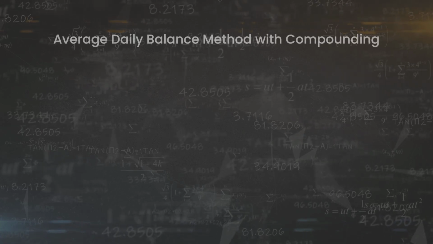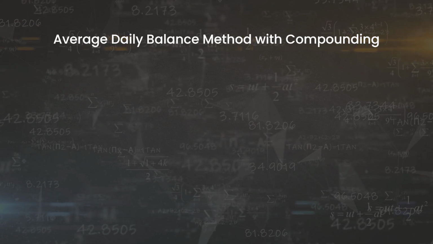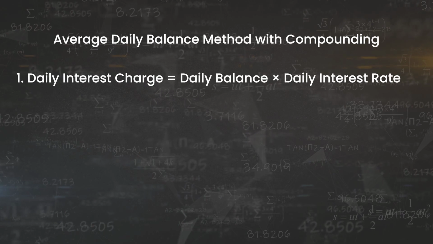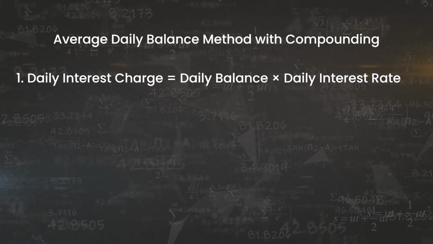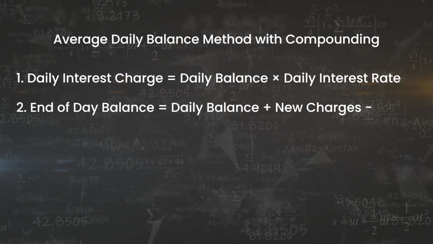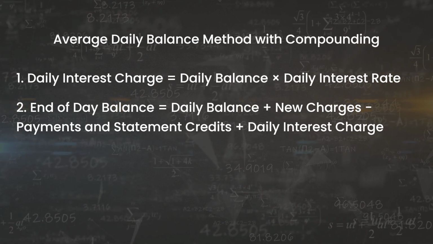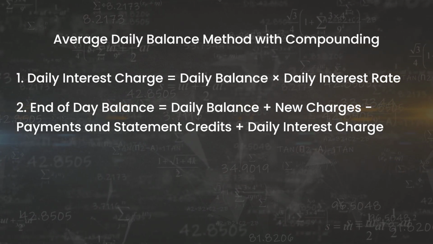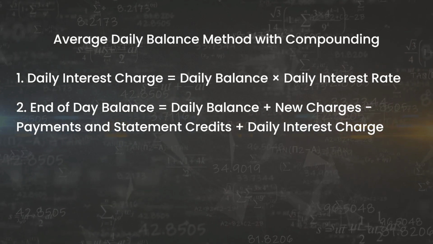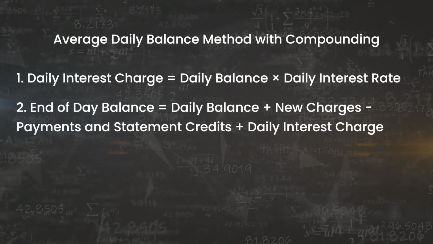Let's explore how the average daily balance method with compounding interest works. First, at the end of each day, the daily balance is multiplied by the daily interest rate to calculate the daily interest charge. Second, the end-of-day balance is determined using the formula: daily balance plus new charges, such as purchases and fees, minus payments and statement credits, plus the daily interest charge. This end-of-day balance becomes the daily balance for the next day.